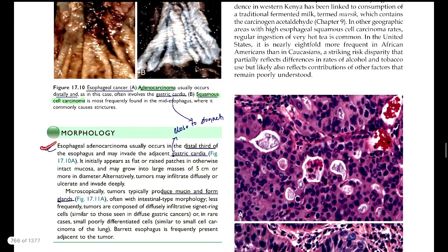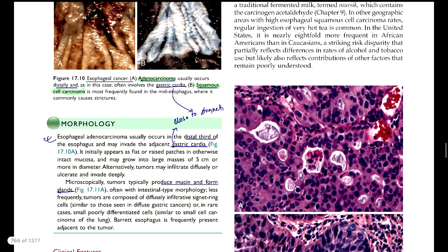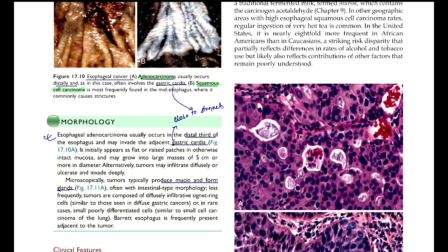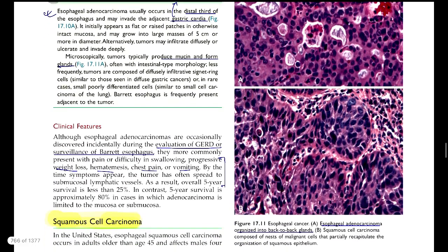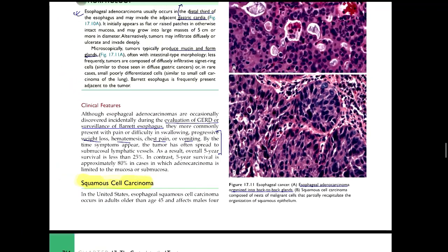Talking about morphology, we did not talk much about it. Microscopically, there were a lot of glands, and they were covered by malignant or tumor cells. Talking about clinical features, we said there will be weight loss, problems in swallowing, chest pain, and vomiting. This was about adenocarcinoma.